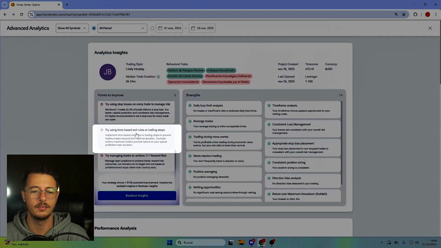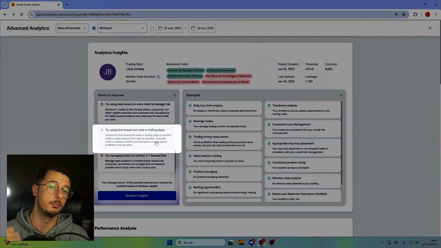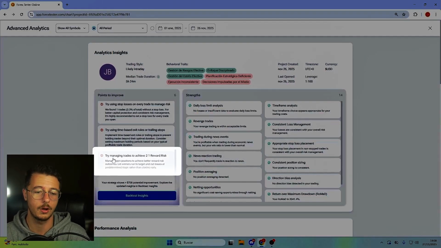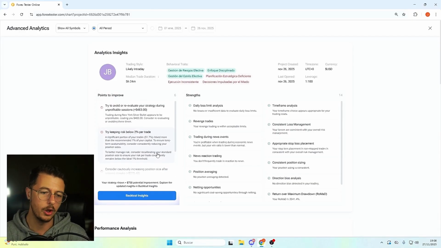some time-based exit rules or trailing stops, or simply just changing the profit targets, like stick risk reward of 1 to 1, 1 to 2, 1 to 3, or just basically add some break evens or trailing stops like it's saying here, or like it says here, try managing trades to achieve a 2 to 1 risk reward. But in any case, the strategy is beautiful.